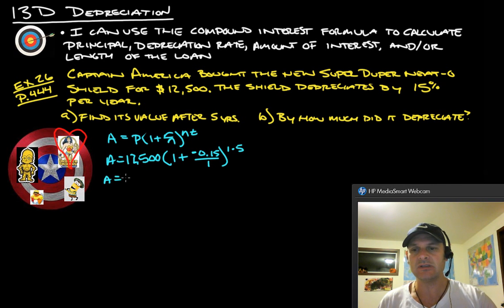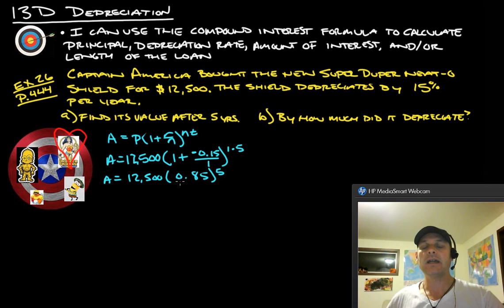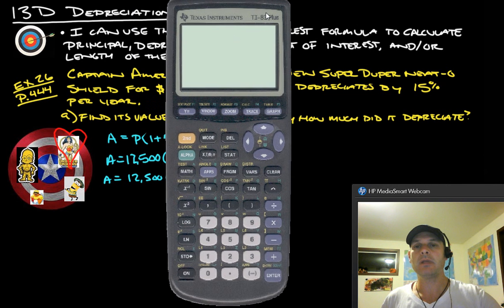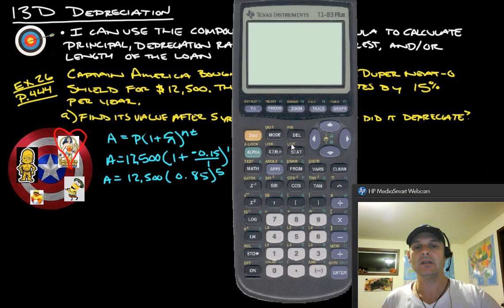So really what this is, A equals 12,500. This divide by 1 doesn't do anything, so we take 1 and subtract 0.15 and we get 0.85, all to the 5th power. Now, just to take note here, if you'll remember, when this number here is less than 1, it basically means it's depreciation. So that means every year it's worth 85% of the value it was the year before. So that's what this means. All right. So let's plug this in and see what we get.